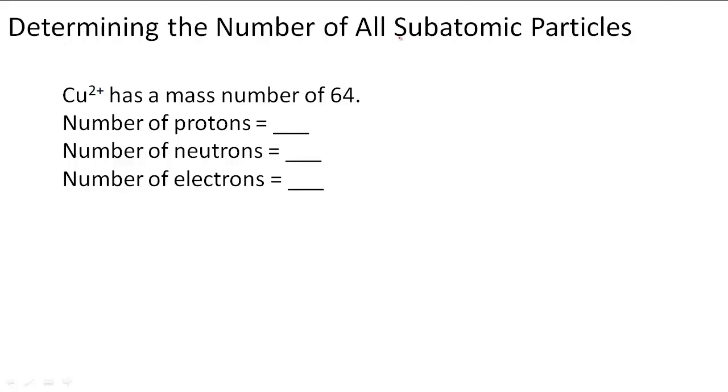Determining the number of all subatomic particles. In this example problem, it says Cu2+, or copper 2 positive, has a mass number of 64. And we have to figure out the number of protons, neutrons, and electrons. So let's figure out the easiest one first, the number of protons.